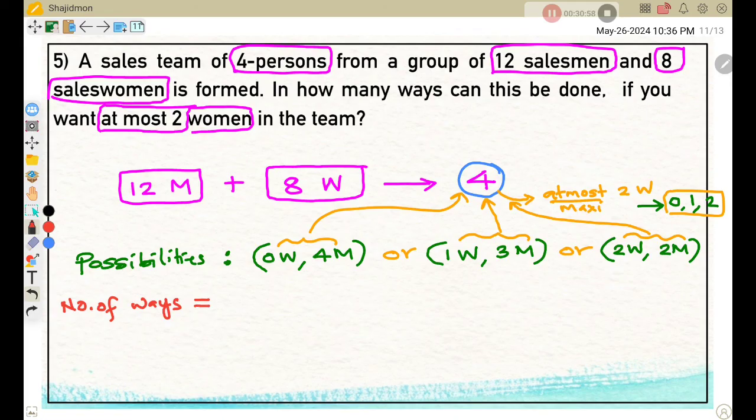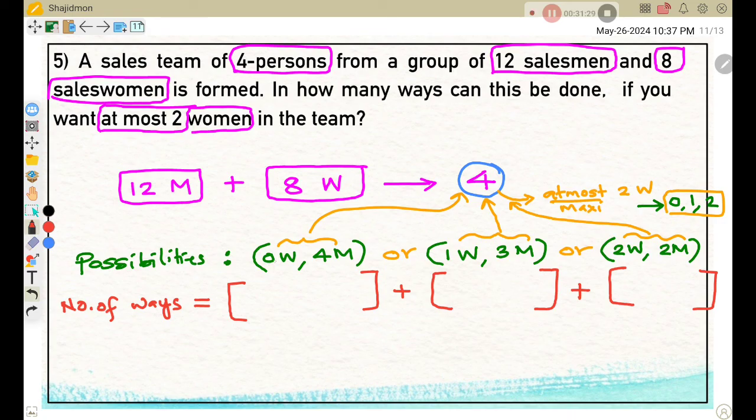How many possibilities are there here? Here 3 possibilities. First, we have one bracket: 0 women 4 men, there is one possibility. Second, 1 woman and 3 men, another possibility. And third, 2 women and 2 men, another possibility. In between, or means plus. So 3 brackets, like plus will come: first possibility or second possibility or third possibility. So instead of or, always use the plus symbol.